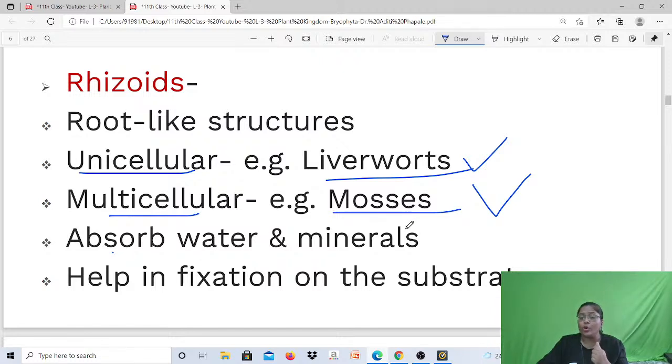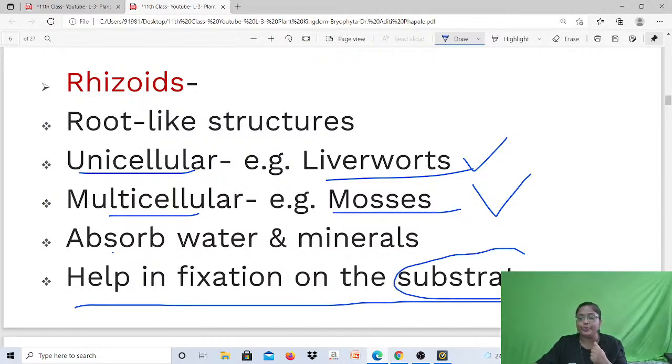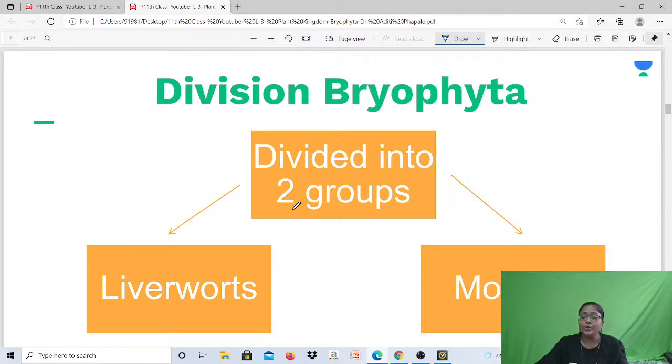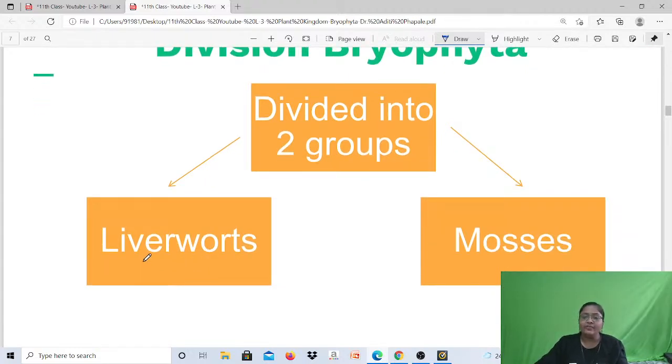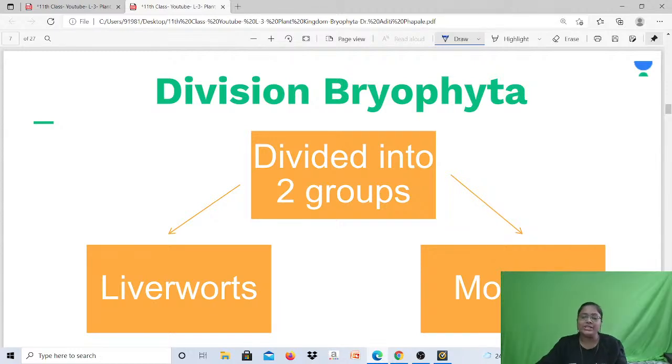Now these bryophytes absorb water and minerals from the plants. Remember, they also help in fixation on the substratum. With the help of their specific body structures, they will fix their body onto certain structures which are called the substratum. So these rhizoids, these root-like structures, help in doing so. They help in fixation on the huge structures called substratum. Chalo. So they are divided into two groups, as I said, liverworts and mosses. Liverworts are unicellular, whereas mosses are multicellular.